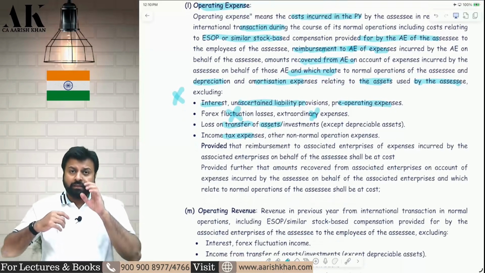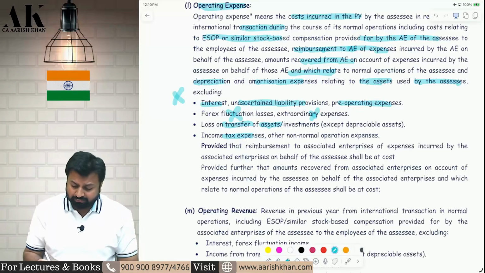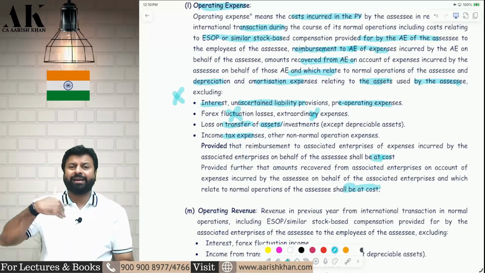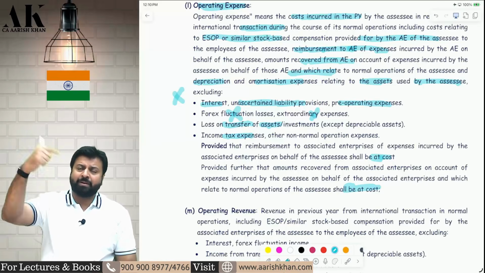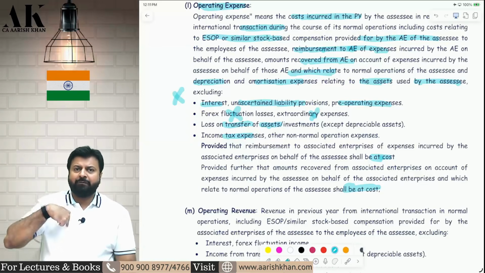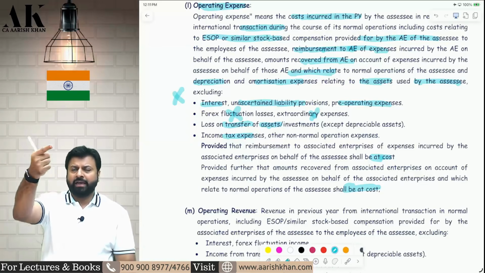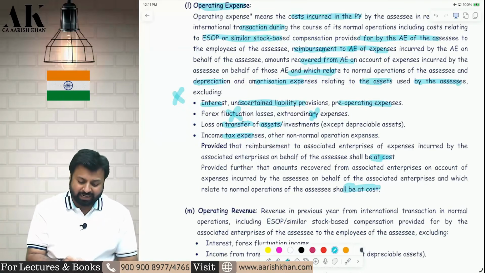Further, the reimbursement that we are getting and the reimbursement that we are doing, both of them should be done at cost. We should not add margin in that. Whatever they have paid, we should pay them. If they have paid 100, we are paying them 120, take only 100. If we have paid 120, they are paying us 150, they take only 120. Don't take extra. Take only at cost.